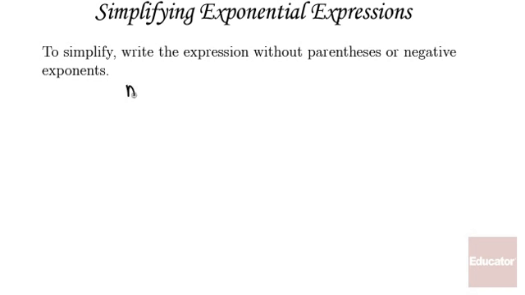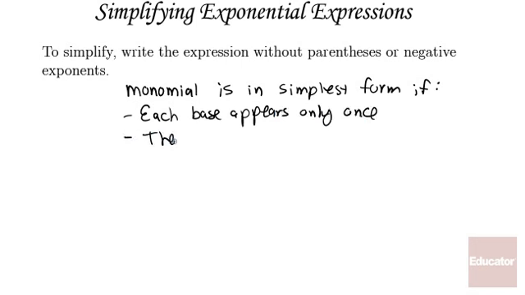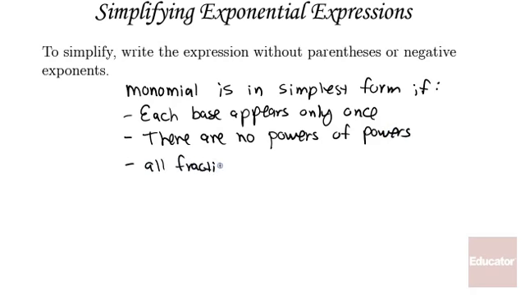Also recall that a monomial is in simplest form if each base appears only once, if there are no powers of powers, and all fractions are simplified. And recall that in a polynomial, the terms are monomials.